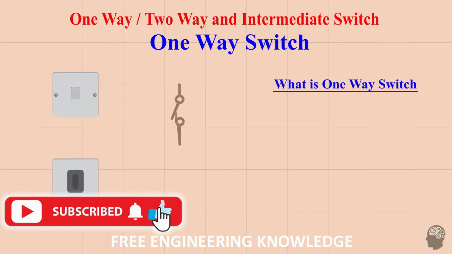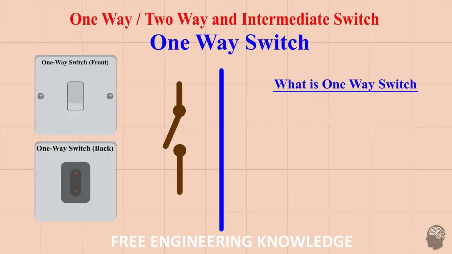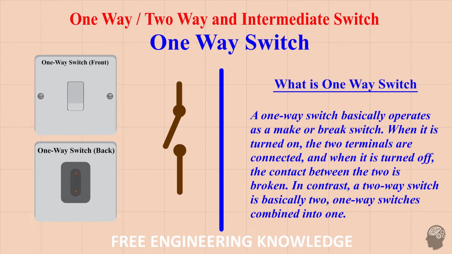One-way switch. What is a one-way switch? A one-way switch basically operates as a make or break switch. When it is turned on, the two terminals are connected, and when it is turned off, the contact between the two is broken. Let's see how it works.